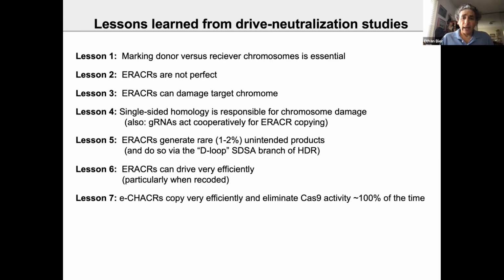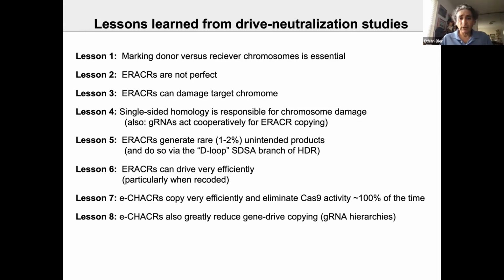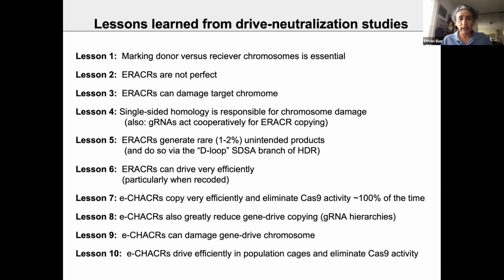And eCHACRs copy quite efficiently and eliminate Cas9 activity 100% of the time. They also can significantly reduce the copying of the gene drive, in part by damaging that chromosome. And they can work very efficiently in population cages, completely eliminating the Cas9 activity, and then somehow, at least in the case that we looked at, they went even further and got rid of the drive altogether.